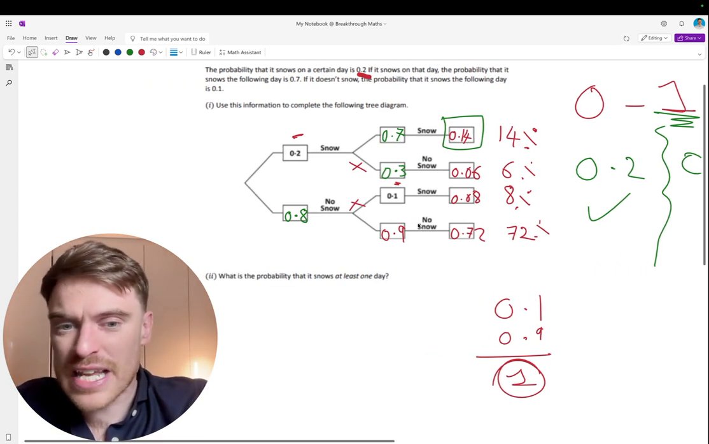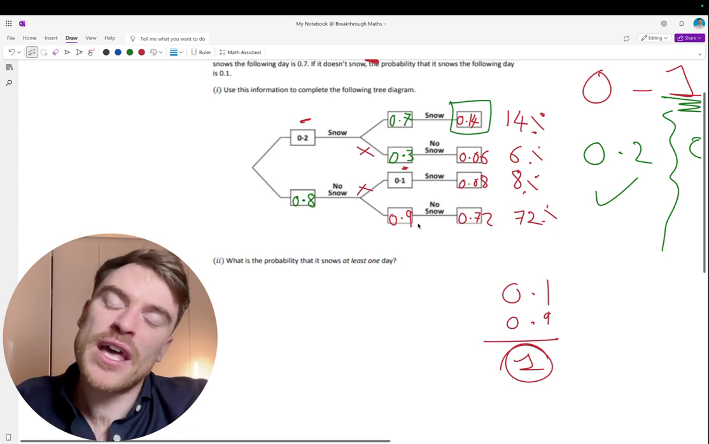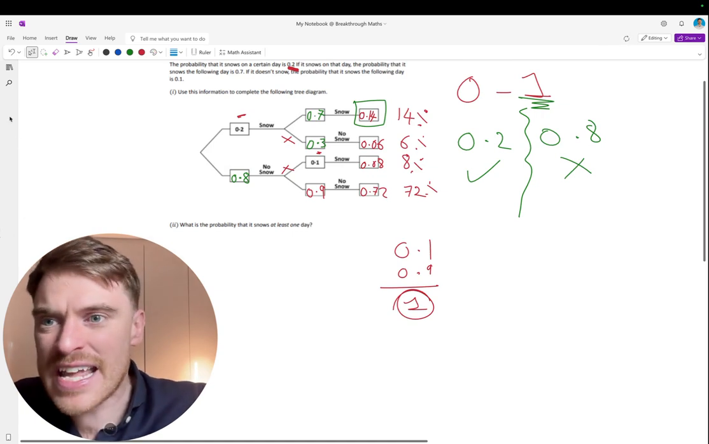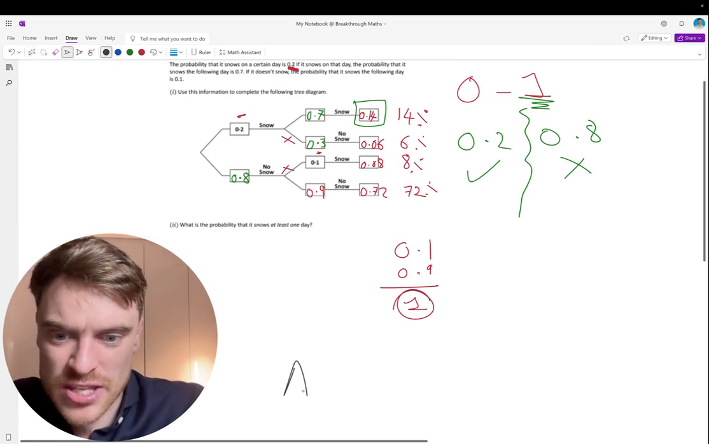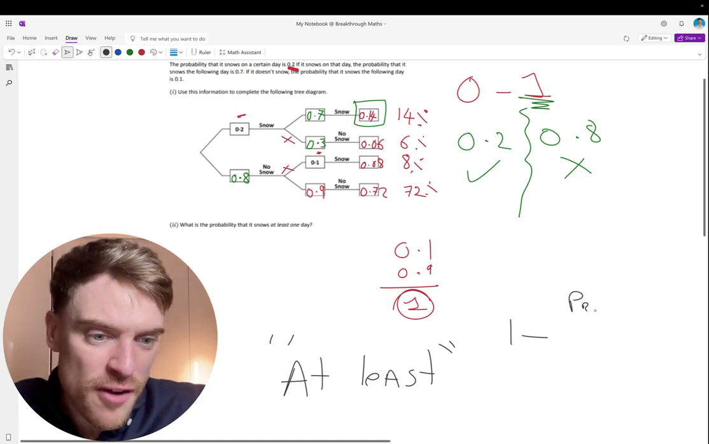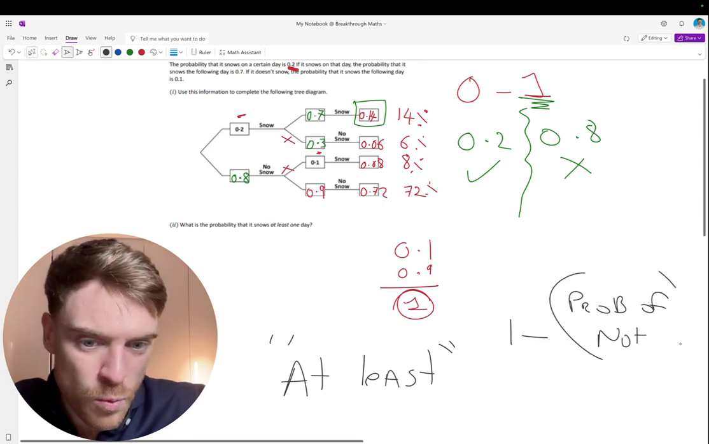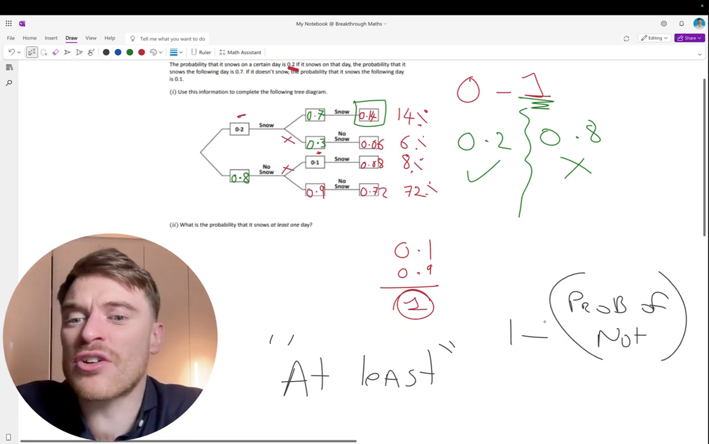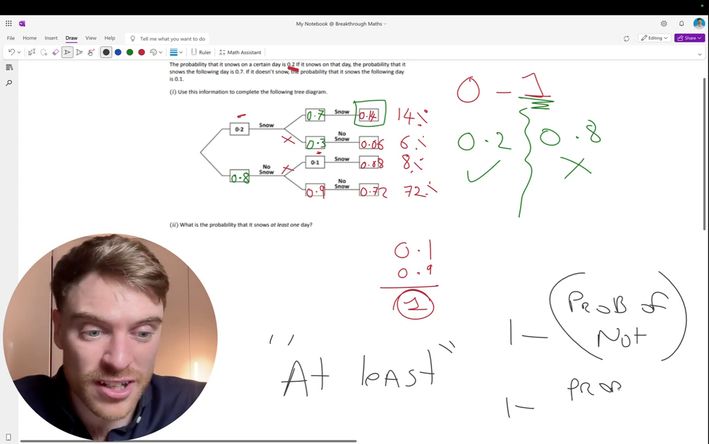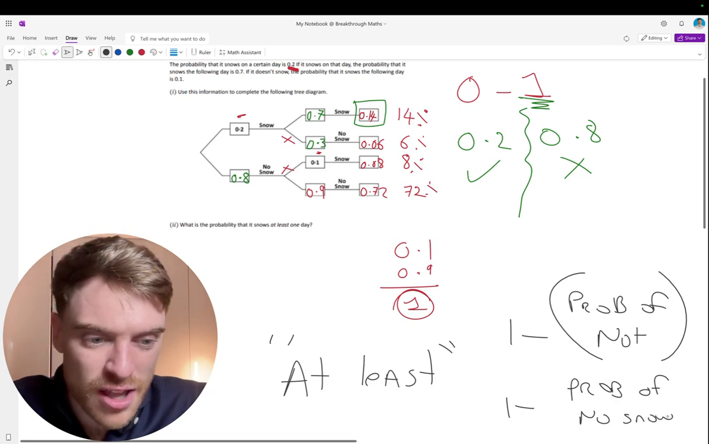So what's the probability that it snows at least one day? There's a little hack for this as well. I want you to write this down in your copy if you're following along with me. When you see the word "at least", you should think in your head: 1 minus the probability of not. What's the probability it's going to snow at least one day? Well, then you go 1 minus the probability it does not snow at all. That's how I think about it. Probability of no snow.